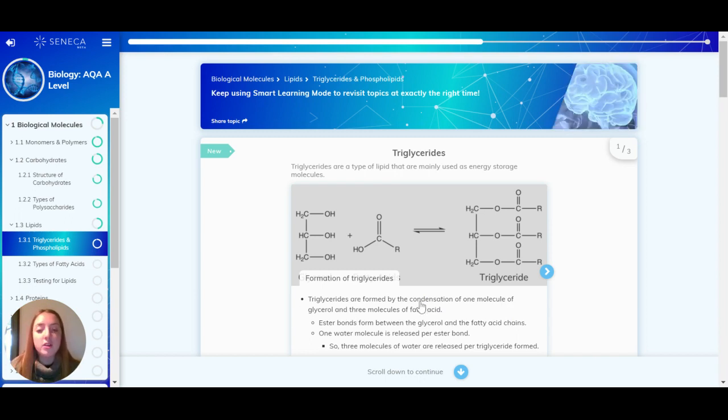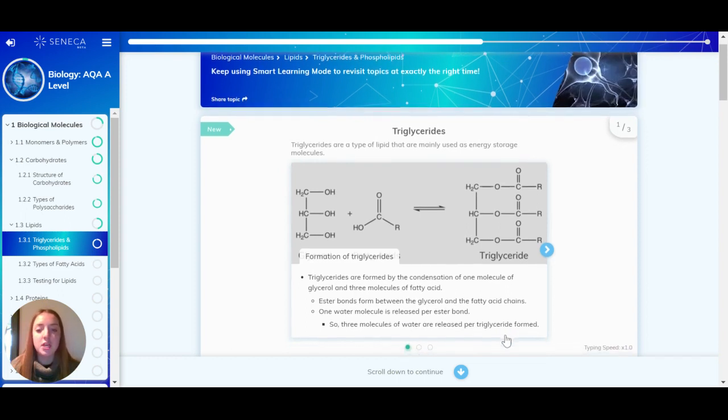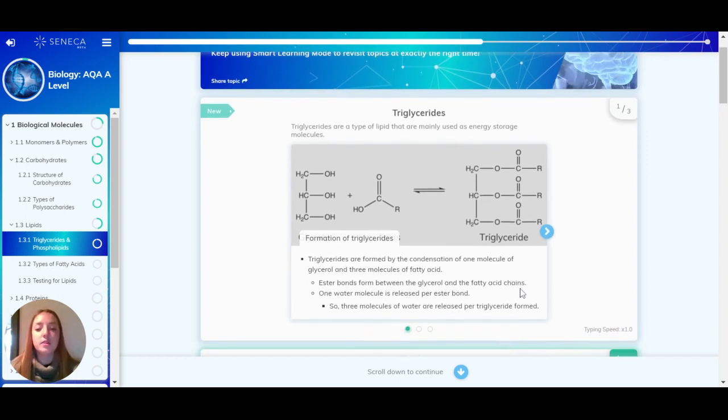Maybe you can remember, a condensation reaction produces water and is the building of larger molecules from smaller monomers. When a triglyceride is formed, ester bonds form between the glycerol and the fatty acid chains, and one molecule of water is released per each ester bond. So in total, 3 molecules of water are released per triglyceride formed.